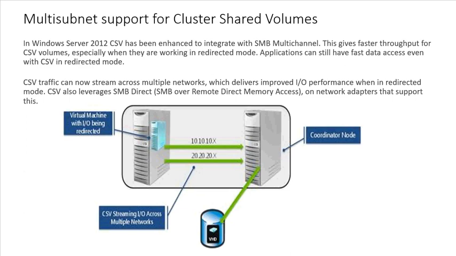Multi-subnet support for cluster shared volumes. In 2012, CSV has been enhanced to integrate with SMB Multichannel. This gives us faster throughput for CSV volumes, especially when working in redirected mode. Apps can have faster data access even if the CSV is in redirected mode. CSV traffic can now stream across multiple networks, which delivers improved throughput and performance with reads and writes around large files, leveraging SMB over remote direct memory access (RDMA) adapters.